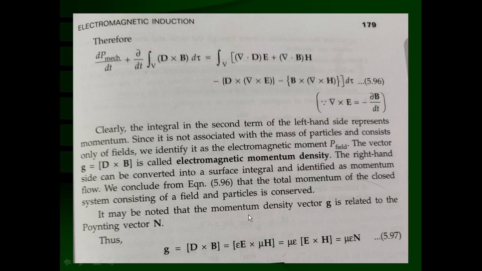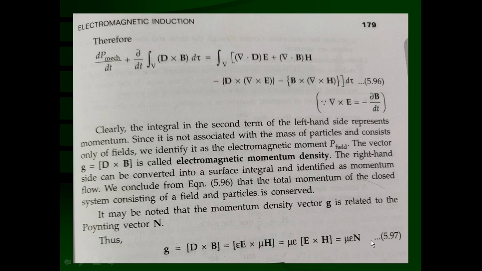It may be noted that the momentum density vector G is related with the Poynting vector N. So G is equal to D cross B, D is equal to epsilon E, and B is equal to mu H. So we can substitute for D and B in terms of the electric and magnetic field. So epsilon E cross mu H, and mu epsilon are taken outside. So E cross H, and E cross H is nothing but the Poynting vector N. So we can relate that the electromagnetic momentum density G is related with the Poynting vector N. Mu epsilon N will be there.